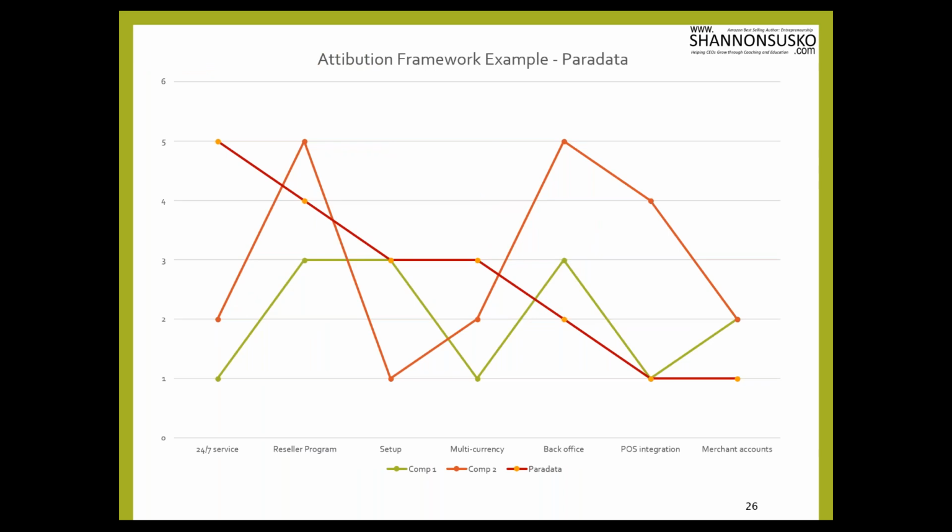So this is what we worked on in the last session, which is the attribution framework. The red line with the yellow dots is Paradata, and this was organizing our attribution framework according to the characteristics in our marketplace, and then coming up with our ratings, organizing the attributes at the bottom in order of what we did best to what we didn't do well at all, and then mapping the other competitors in as well. You can see the green line, competitor 1, and the red line, competitor 2.